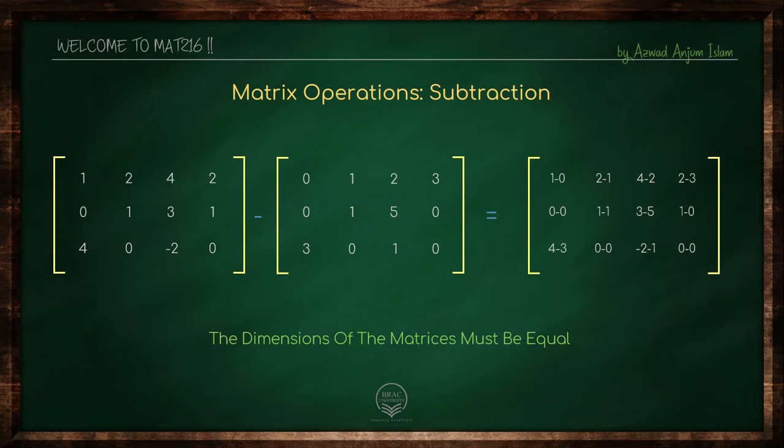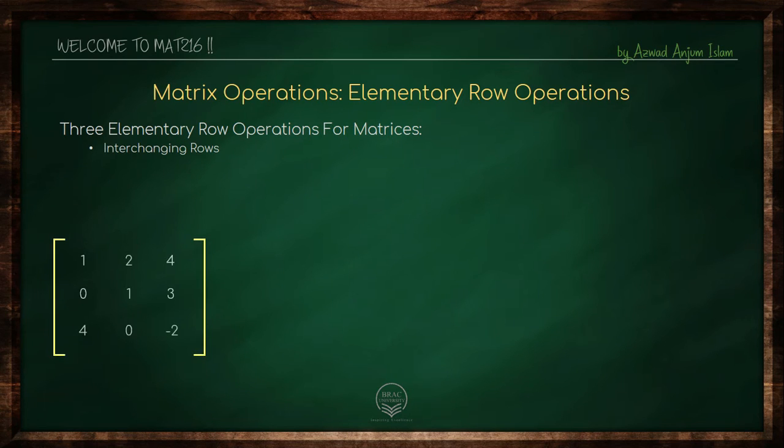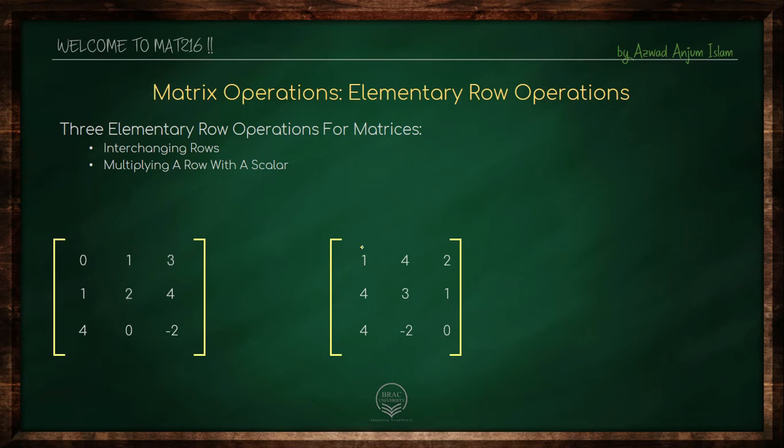Now let's move forward to matrix row operations. There are 3 types of elementary row operations. First of all, rows can be interchanged. So if we interchange the first and second row here, we have got a new matrix. This is the interchanging of rows. Second operation, we can multiply a row with any scalar. What that means is, for example, in here, if we multiply the first row with a value of 2, we just multiply every element of that row with 2.